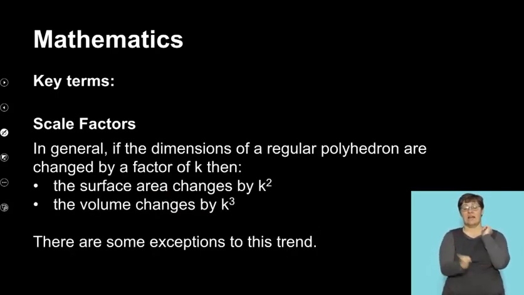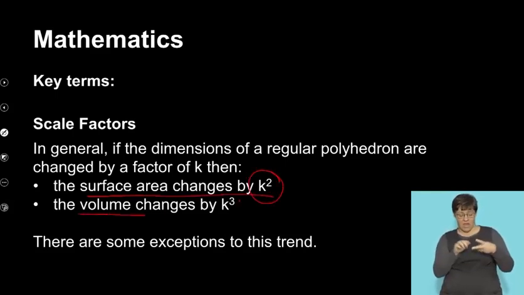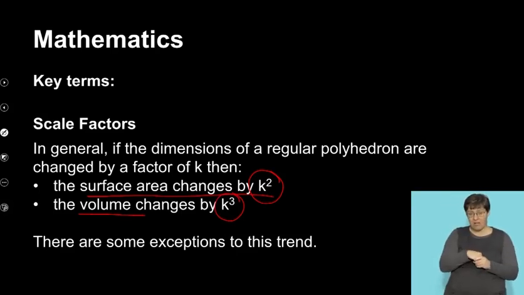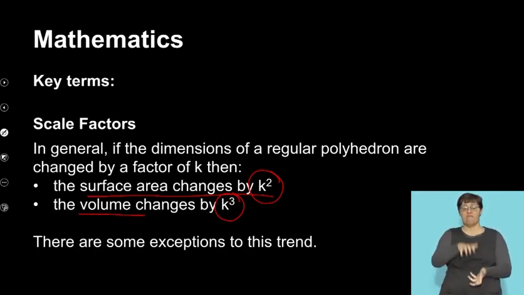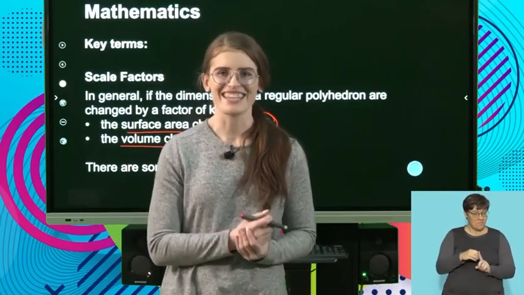Then lastly, before we get into the example, in general, if the dimensions of a regular polyhedron are changed by a factor of K, then the surface area changes by K squared and the volume changes by K cubed. So also please remember there are some exceptions to these rules, but in general, if we've had all of the dimensions of a polyhedron change, the surface area changes by K squared and the volume changes by K cubed. Great everyone, I hope that you're with me so far. We're now going to get into an example.